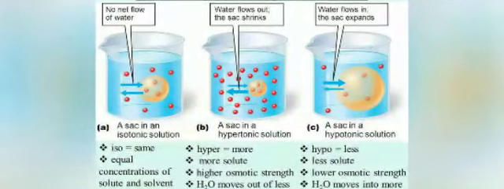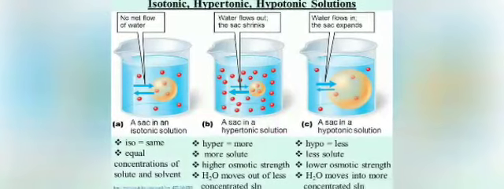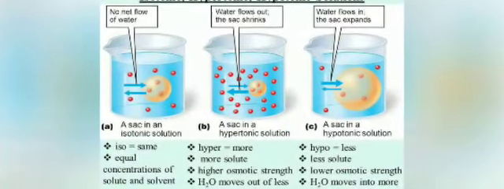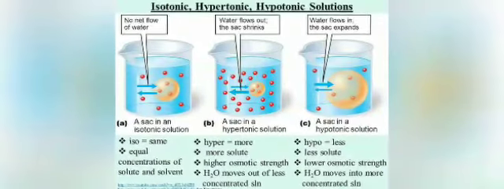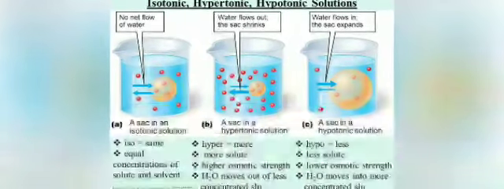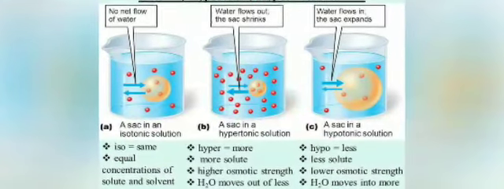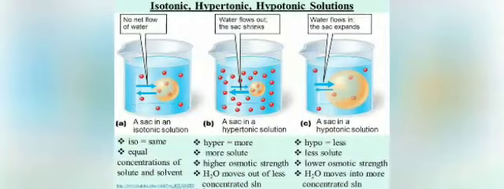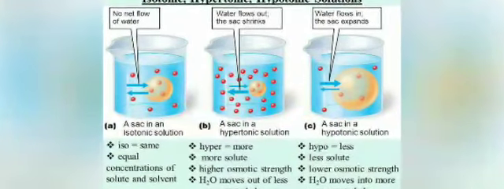Water crosses the cell membrane in both directions, no doubt, but the amount going in is the same as the amount going out. So there is no overall movement of water and the cell will stay the same size. So there will be no change in the size of the cell. Okay, let us come to the second diagram.